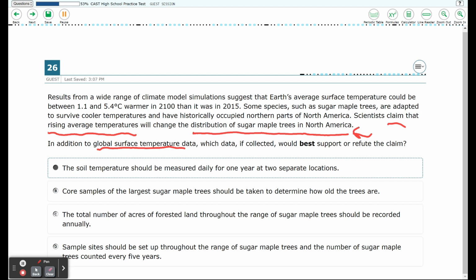And so we need to look for something that's going to help us to know the distribution of the sugar maple trees, how they're distributed.